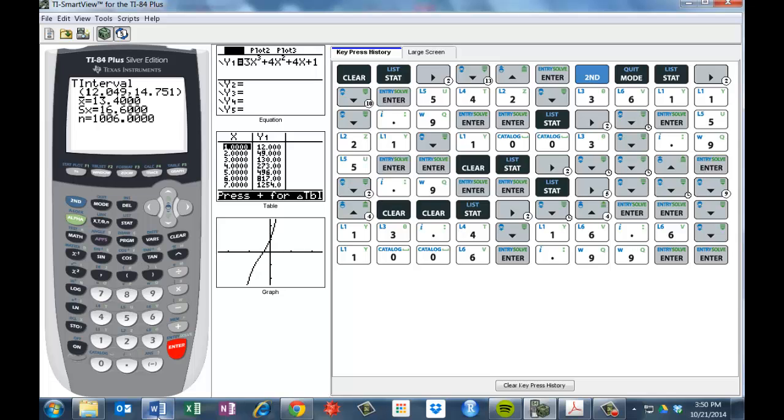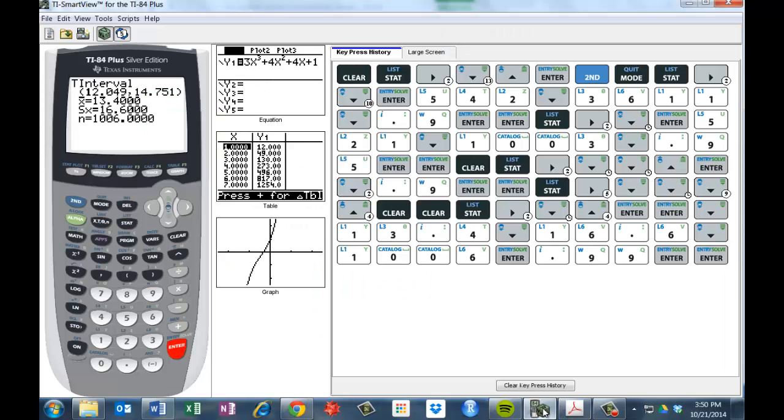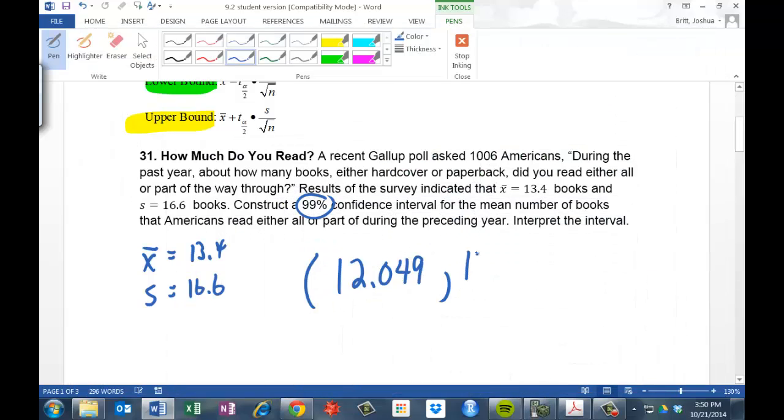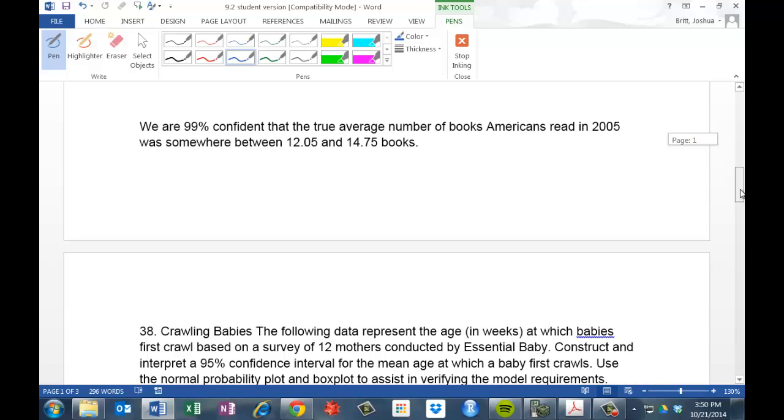So we get a lower bound of 12.049, and the upper bound is 14.751. And the interpretation would be this: we are 99% confident the true average number of books Americans read in 2005 is somewhere between the lower and upper bound.